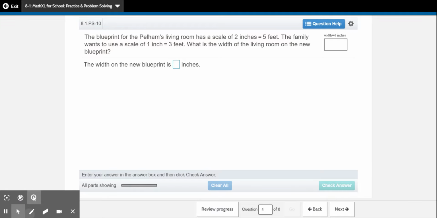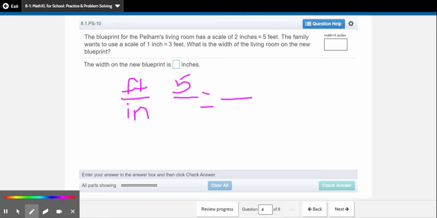So the first thing I want to do is label. If you watch my other video, label. You kids don't know me that well, but I'm going to let you know, anytime you're dealing with proportions, you are labeling. So our original scale has 5 feet over 2 inches.